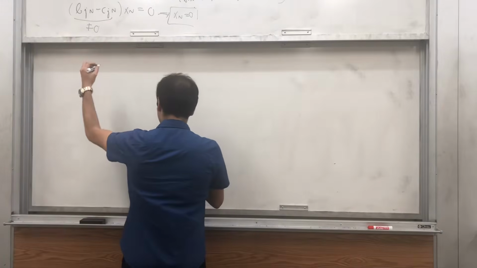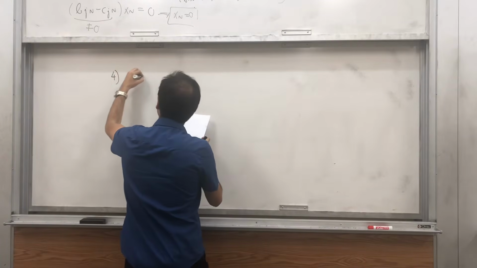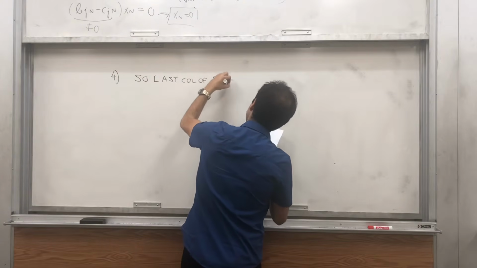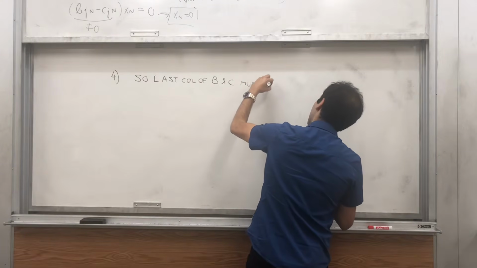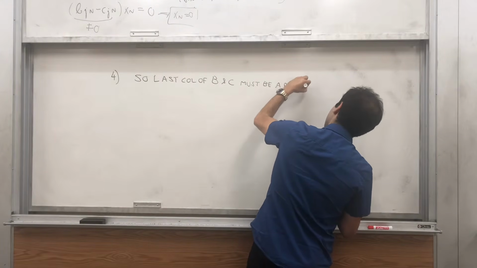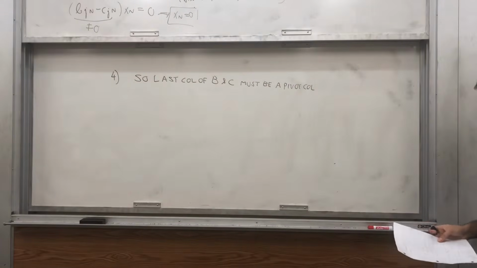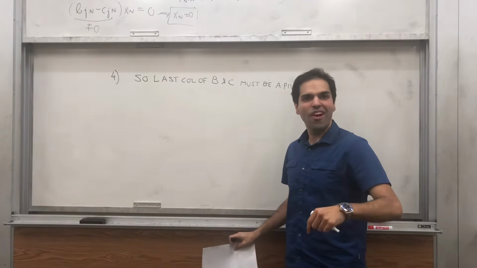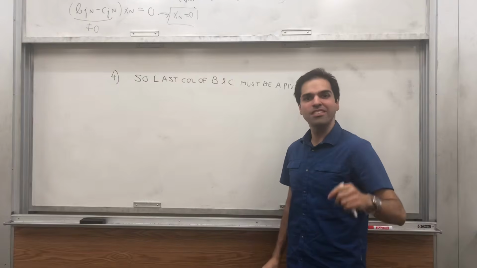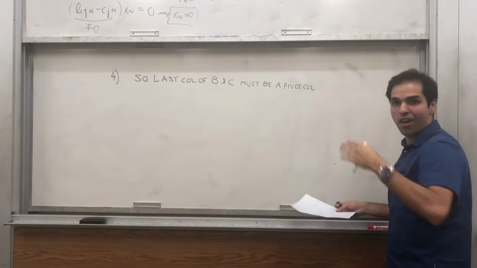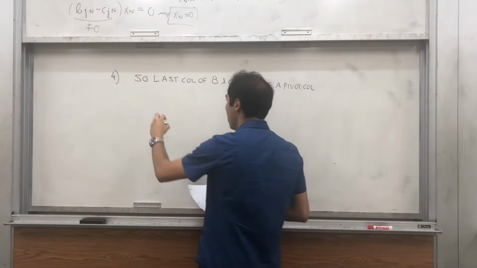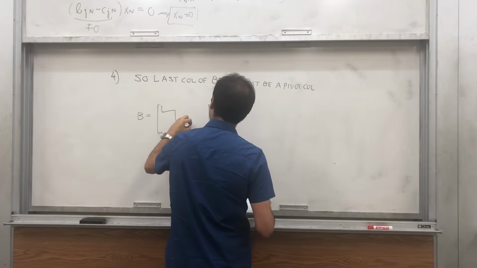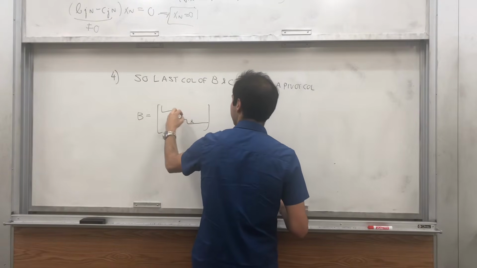And here's why. In other words, the last column of B and C must be a pivot column. Why is that? It seems kind of weird. How does showing that if x is in the null space of B, then the last coordinate has to be 0, show that the columns must be pivot columns? Well, suppose B looks like this, and the last column is a non-pivot column.